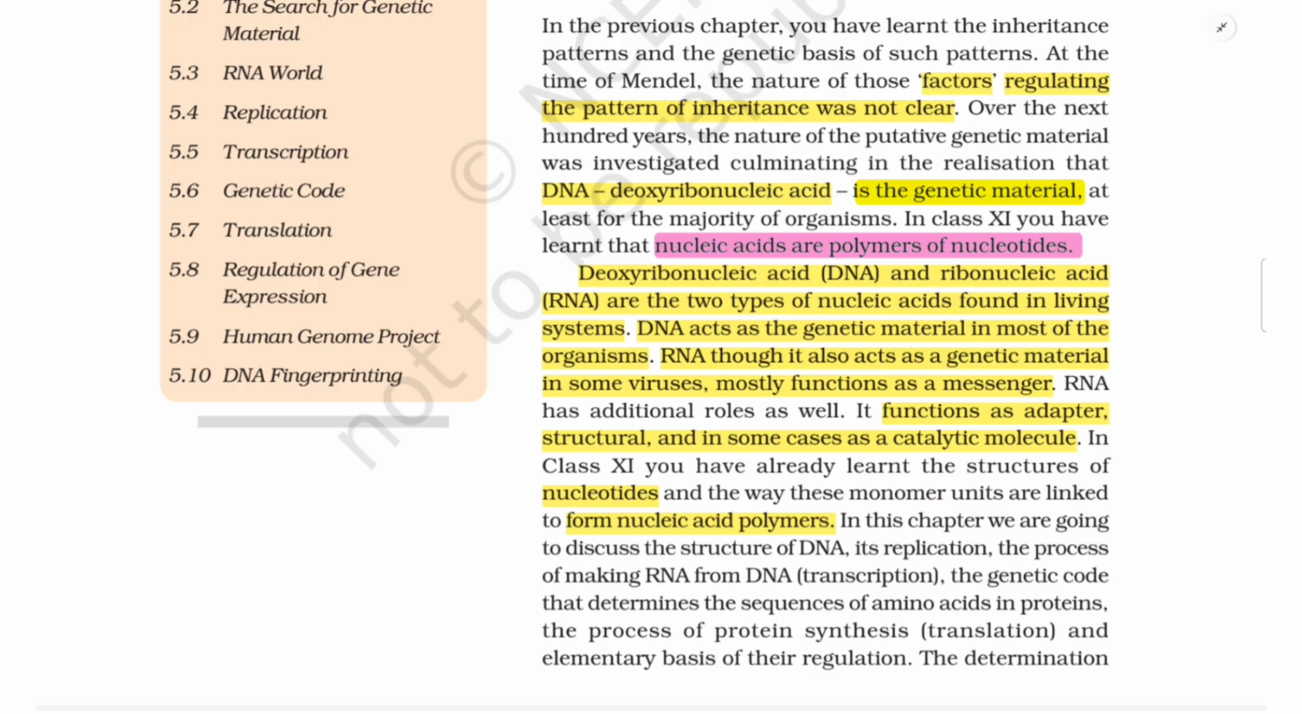In class 11, you have already learned the structure of nucleotides and the way these monomer units are linked to form nucleic acid polymers. In this chapter, we are going to discuss the structure of DNA, its replication, the process of making RNA from DNA, also known as transcription, the genetic code that determines the sequences of amino acids in proteins, the process of protein synthesis, also known as translation, and the elementary basis of their regulation.